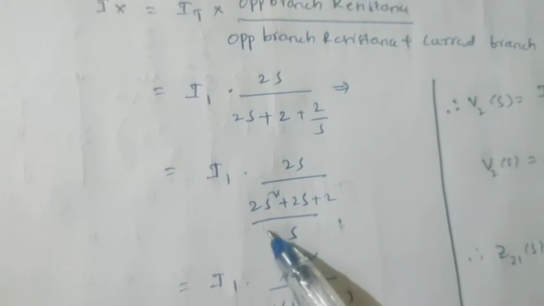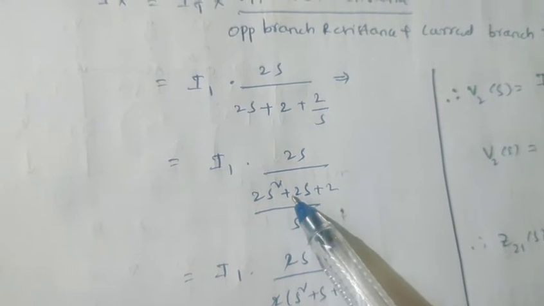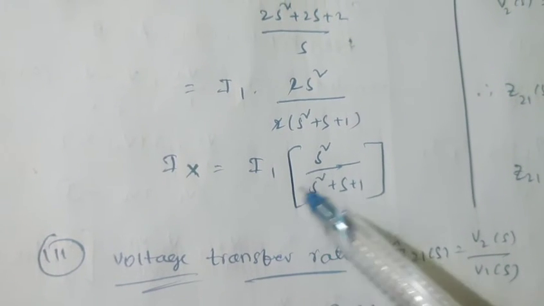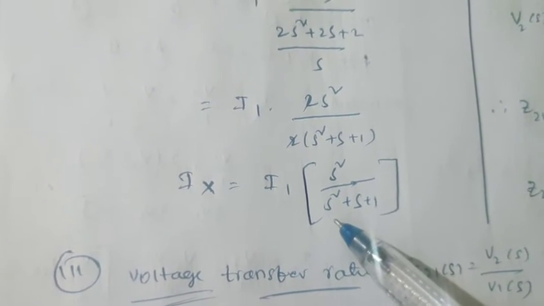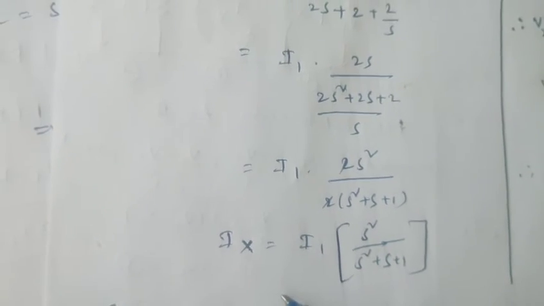Take the LCM here. Therefore I1 into 2s by 2s square plus 2s plus 2 by S. Take this denominator term to the numerator. So you will get Ix is equal to I1 into S square by S square plus S plus 1. So this is your intermediate current.